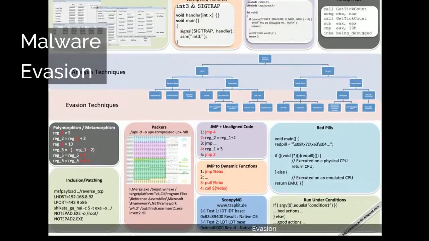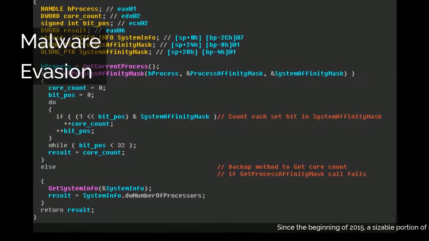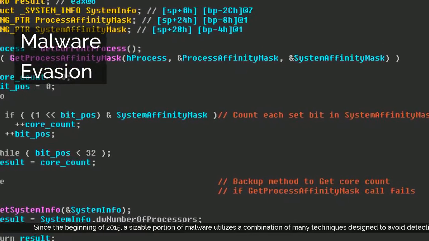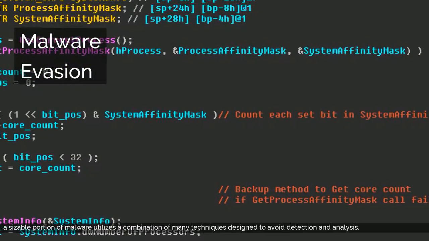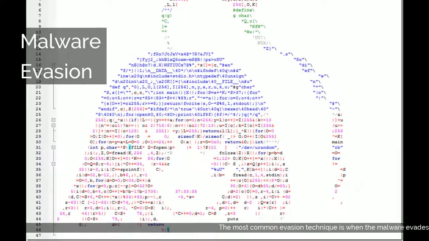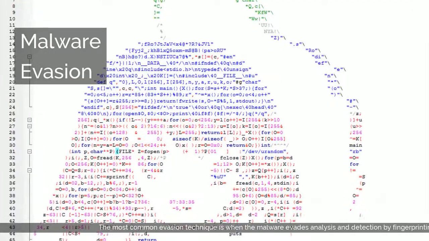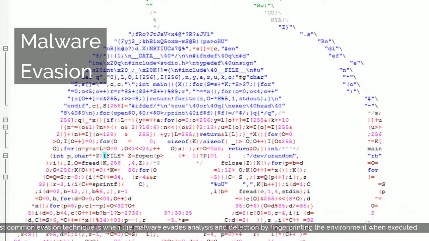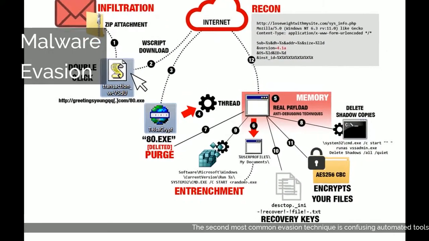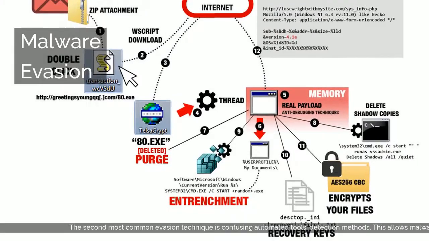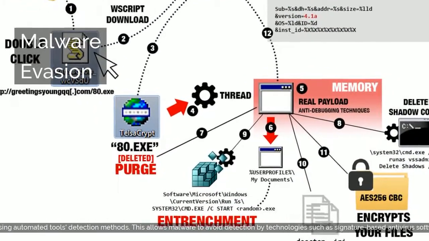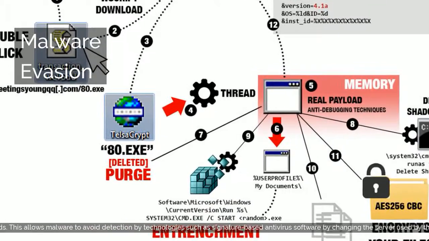Evasion. Since the beginning of 2015, a sizable portion of malware utilizes a combination of many techniques designed to avoid detection and analysis. The most common evasion technique is when the malware evades analysis and detection by fingerprinting the environment when executed. The second most common evasion technique is confusing automated tools' detection methods. This allows malware to avoid detection by technologies such as signature-based antivirus software by changing the server used by the malware.